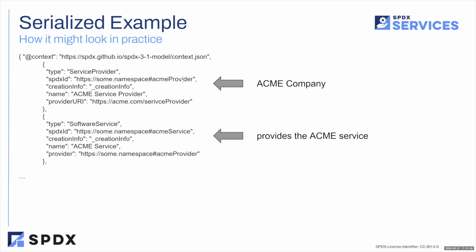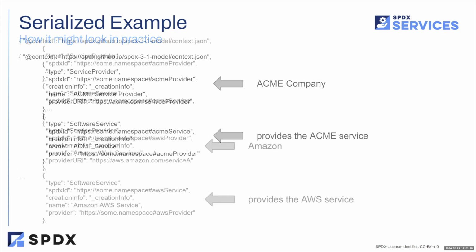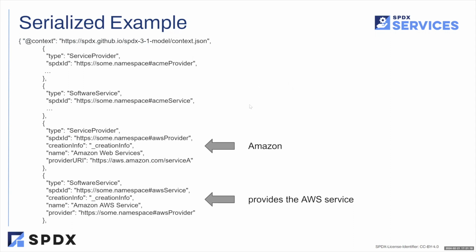And basically what we're starting off with is a service provider. I just made this up, Acme Company as a service provider, and it's providing the Acme service. So service provider, software service. And then let's say that it has a dependency on Amazon. So there'd be another service provider for Amazon, and Amazon is providing, let's say, the AWS service. Let's say Acme decided to host their service on Amazon Web Services. So that's what it would look like to add those two.